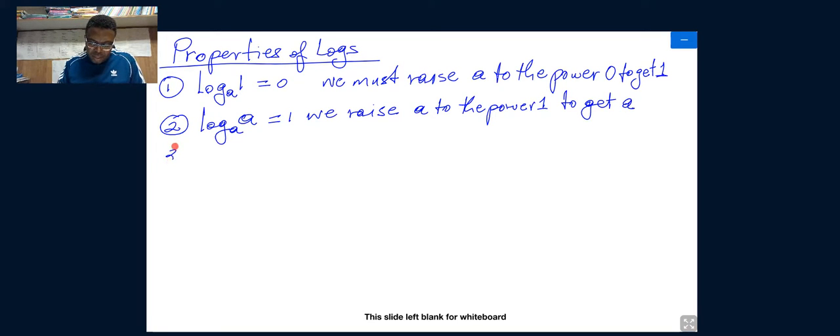Number 3, these are important definitions. When you have log of a to the power x, base a, equal to x. Wow. See, things are changing here. What have we done here?